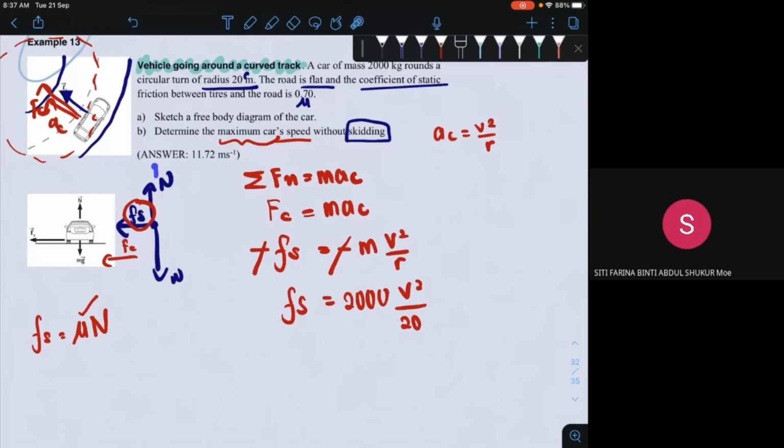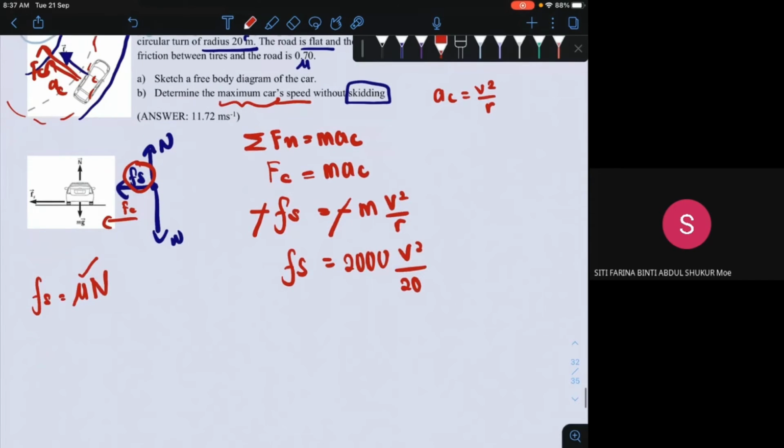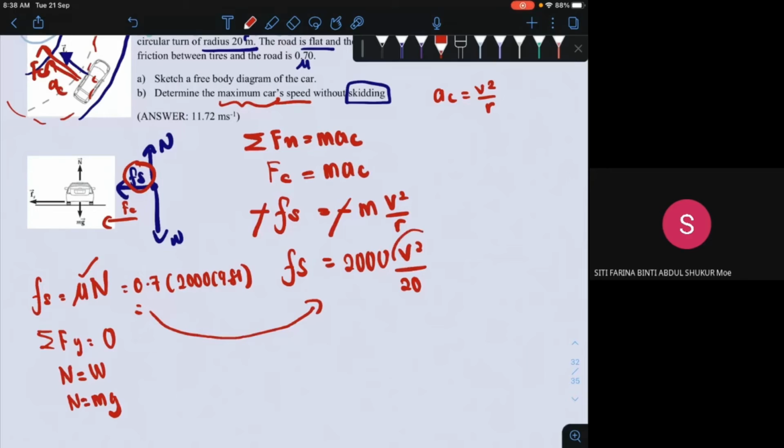Normal is sitting along y component. So kita guna summation Fy is equals to 0 and N minus W equals to 0. So bawa ke sana dia akan jadi N sama dengan W. So normal kamu sama dengan mg sebenarnya. Okay, so 0.7 mg kamu adalah 2000 darab dengan 9.81. You get your answer here, masukkan dekat sini, cari kamu punya V.